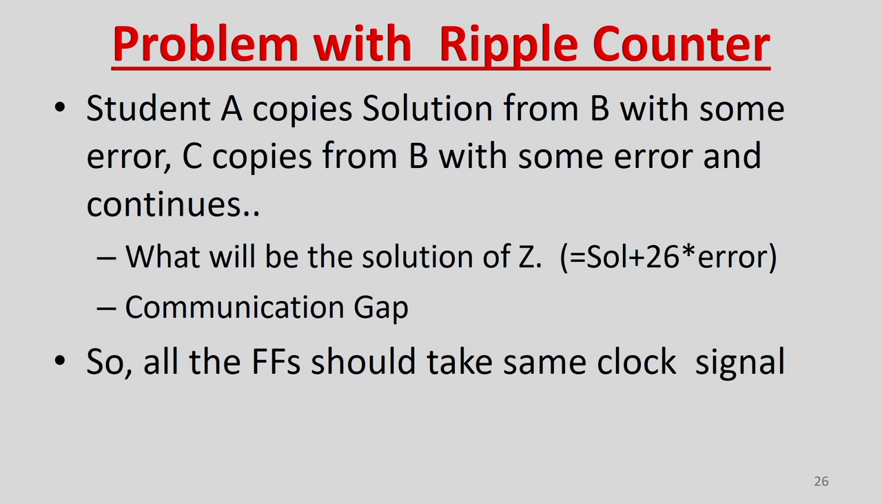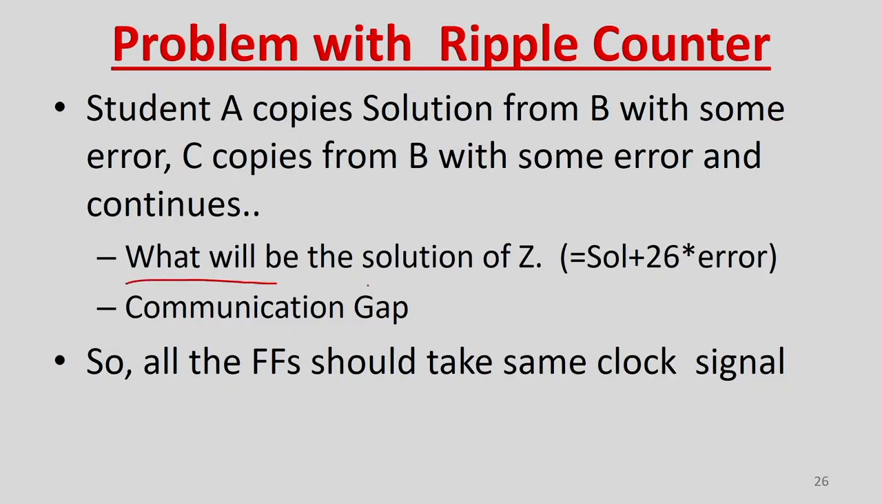The problem with a ripple counter is like this: suppose a student copies a solution from student B with some error, and then student C copies from student B with some error, and this continues. If there are 26 or 30 students, the error will multiply. What will be the solution of Z? It will be the solution plus 26 times the error. This is called a communication gap.